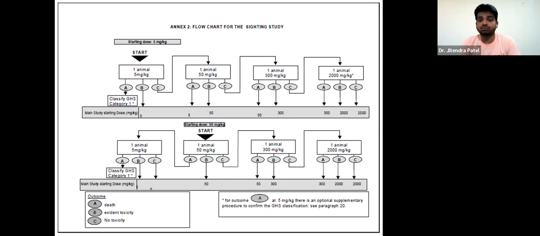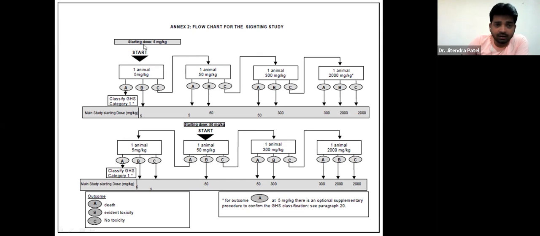Here is the point we need to understand. This is Annexure 2 for the 420 guideline. You can see here the starting dose, 5 mg per kg. These are the four doses you need to remember: 5, 50, then 300, and 2000. Further there is 5000, but as I just told you, 5000 is generally not used.